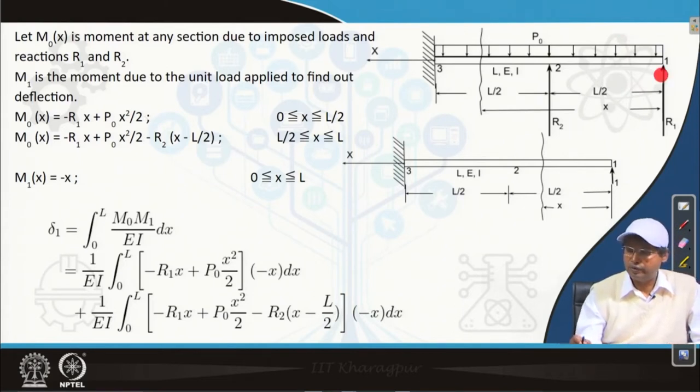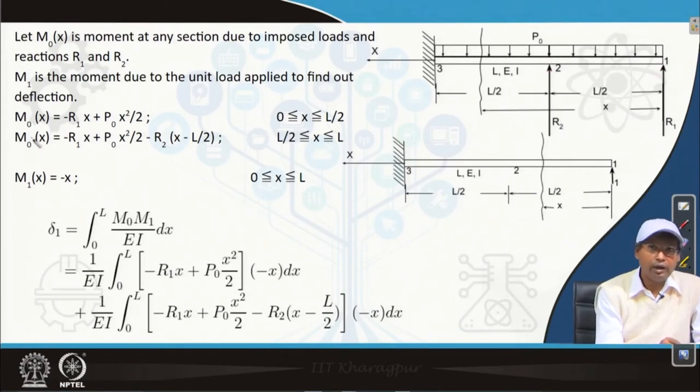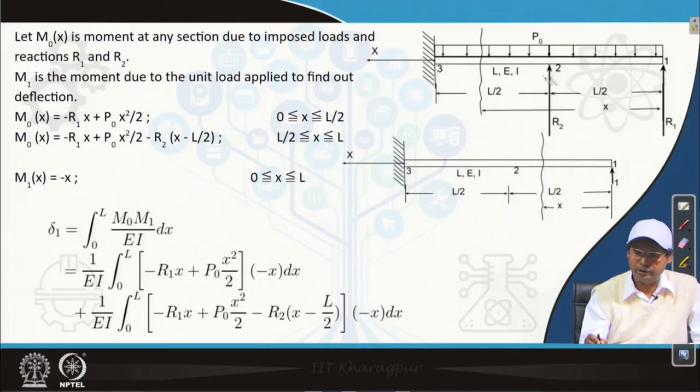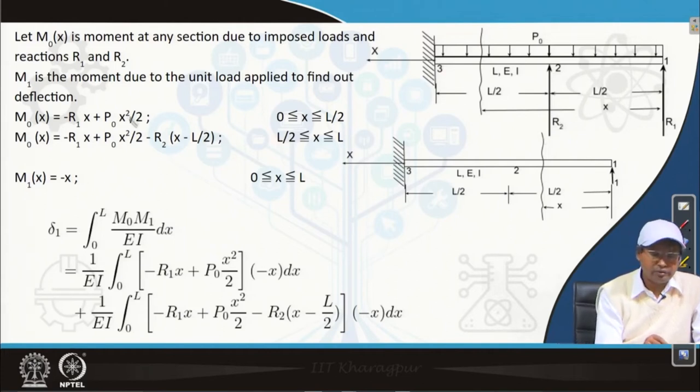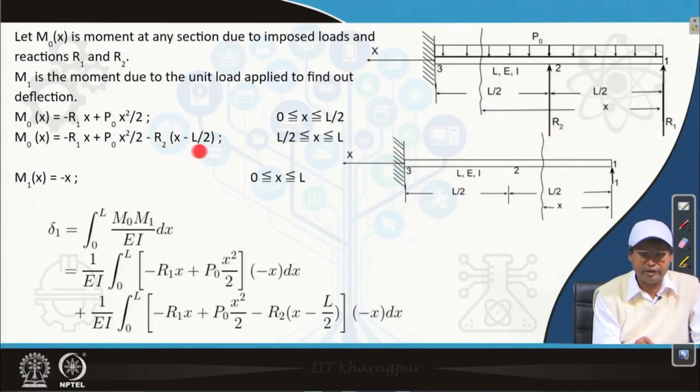So, it is from here to here we calculate the moment, and then for the M0(x), the limit from here to here, that is L by 2 to L, we have one more force R2. That is what is added by this R2, but here the effective length is different, x minus L by 2 is put there.